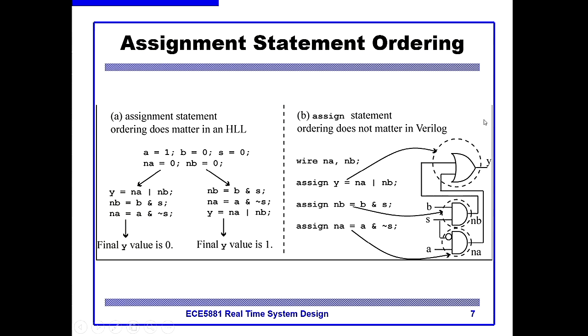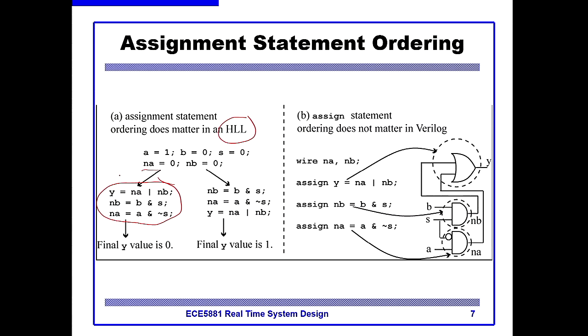All right, so let's look at the issue of the difference between a high-level language and a hardware description language. So the high-level language, you might think of this as C programming, for example. So here we have various statements that you observe. So we're assigning values to A, B, and S, and then NA and NB. So you can then go through a sequence of instructions. You can say, okay, we know Y is NA ORed with NB, and similarly NB is defined like this.